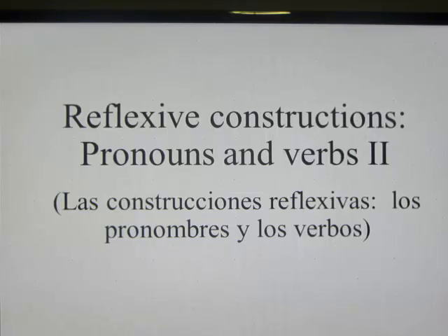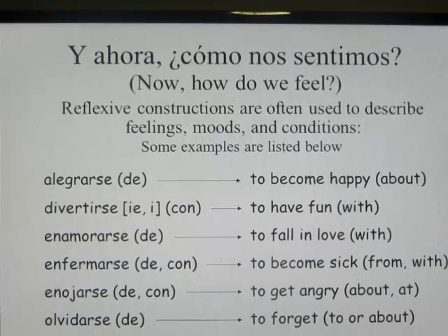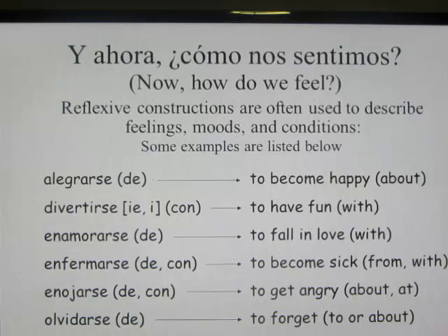Well, today we are going to talk about different reflexive constructions. We're going to talk about verbs that express feelings, moods, and conditions. In Spanish, verbs that express feelings, moods, and conditions are often used with reflexive pronouns. A reflexive pronoun is usually not required in English. Instead, verbs such as to get or to become or other non-reflexive verbs are used. Let's see some examples.